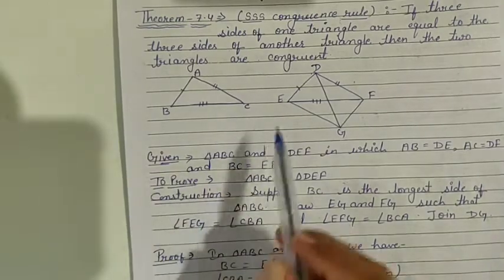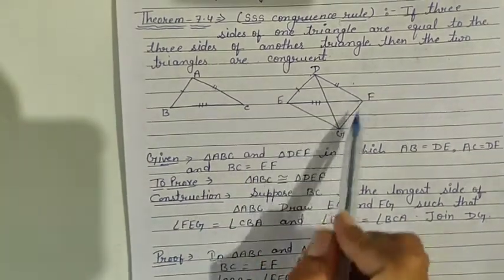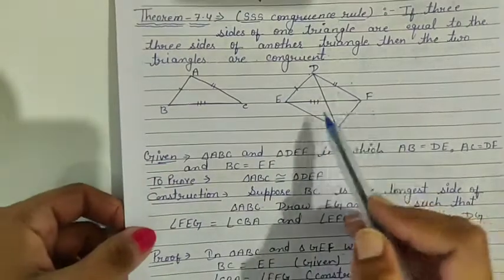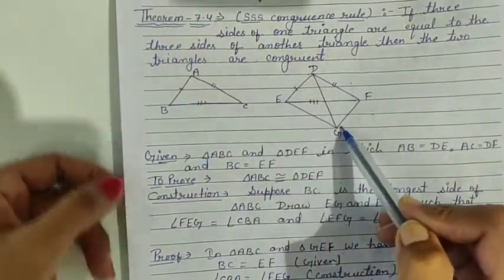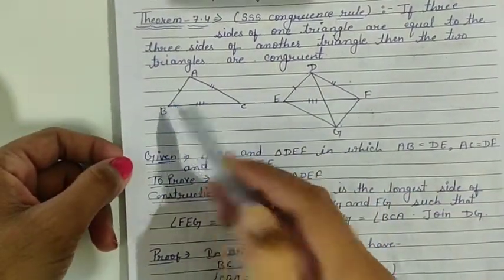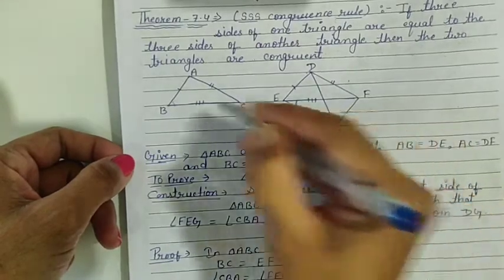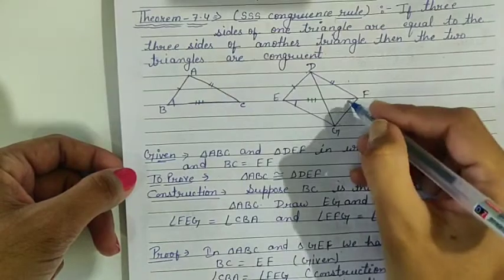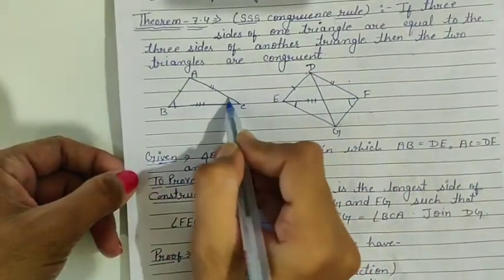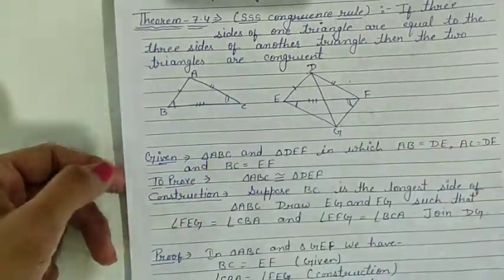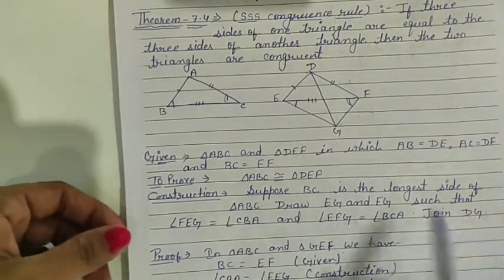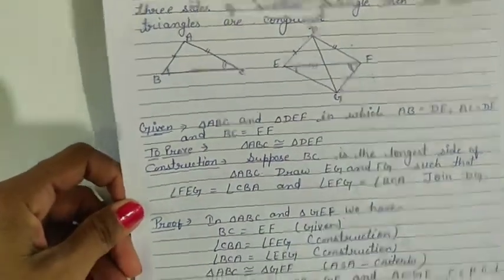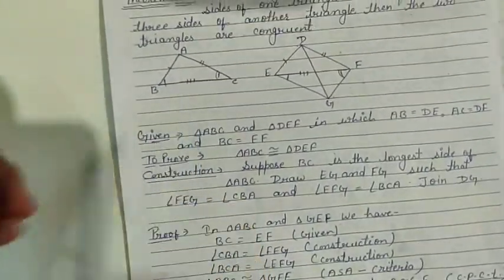Suppose BC is the longest side of triangle ABC. Now we will draw EG and FG such that angle FEG equals angle CBA. This angle equals this angle, and angle EFG equals this angle. These two angles are equal. Now join DG.